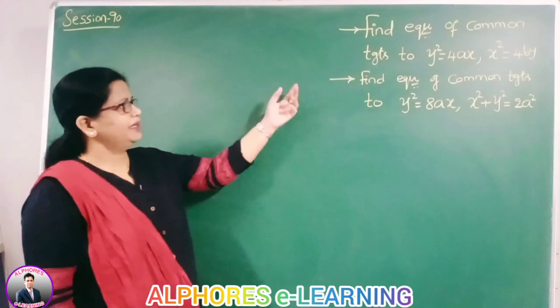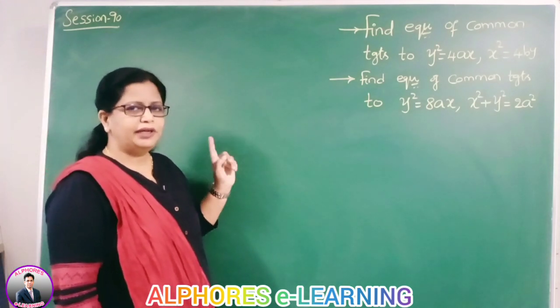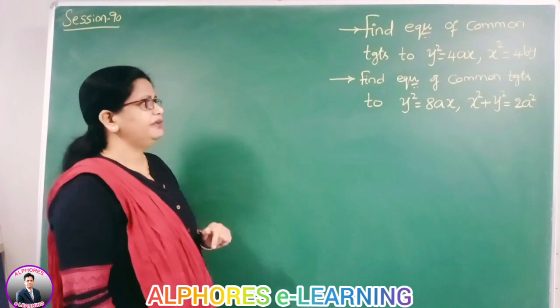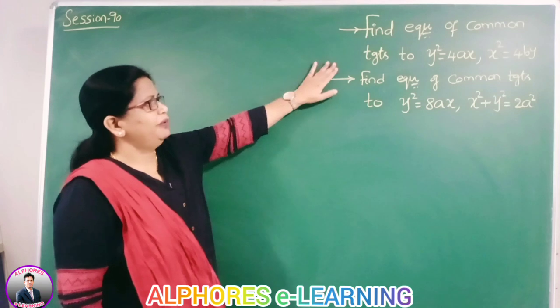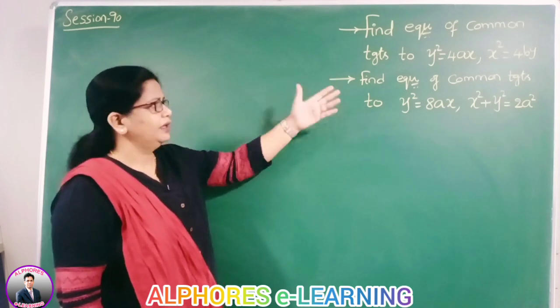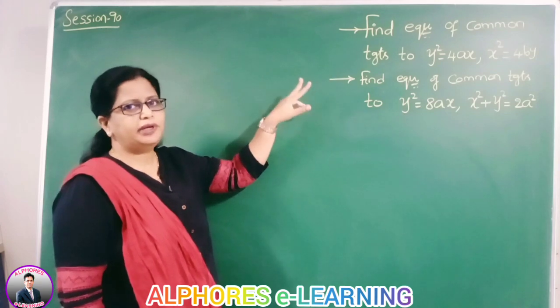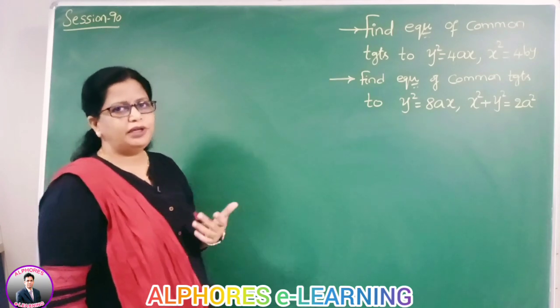Now till now we have observed, students, one curve with one tangent or two tangents. Now suppose two curves are given. They may be both parabolas, or one a parabola and one a circle, any two kinds of curves. Then what about equations of common tangents?